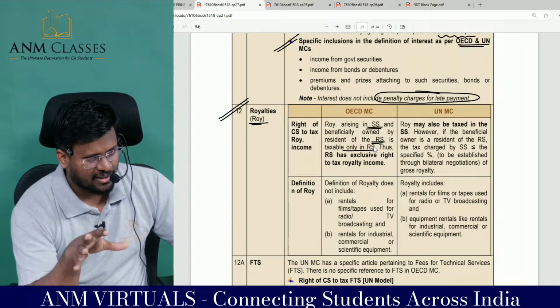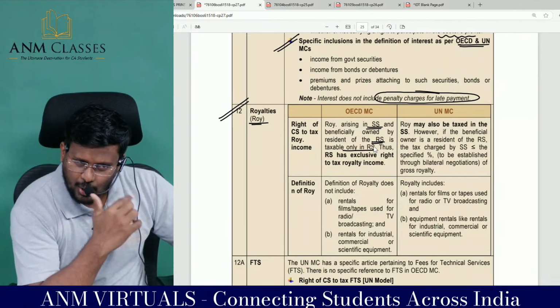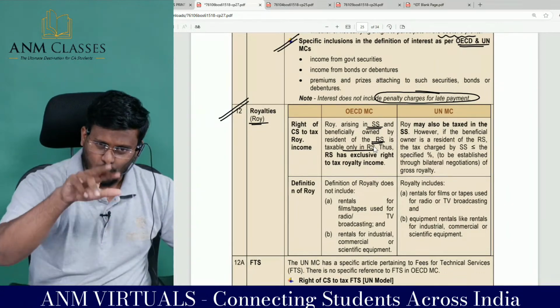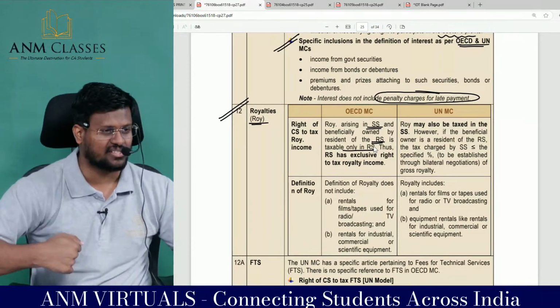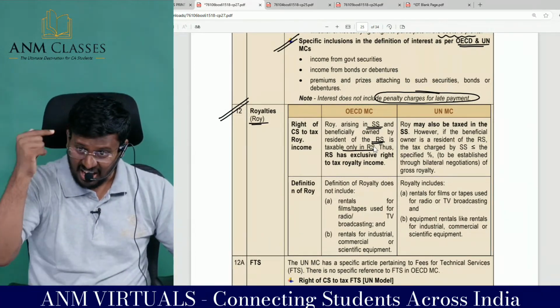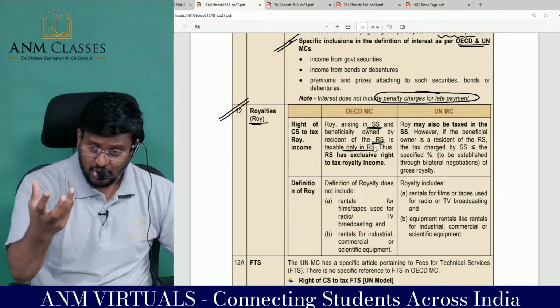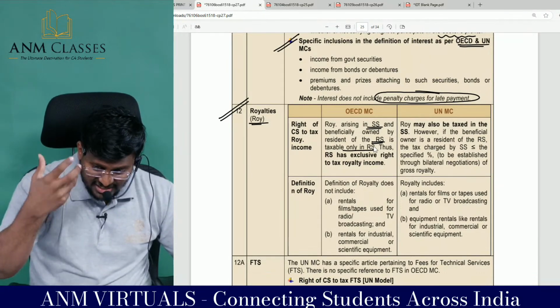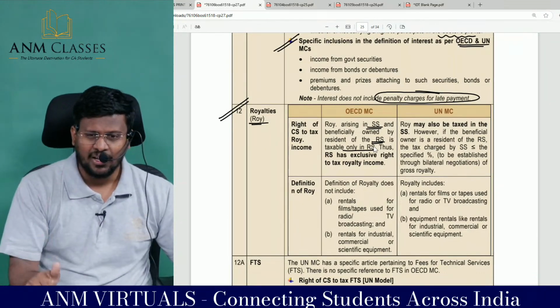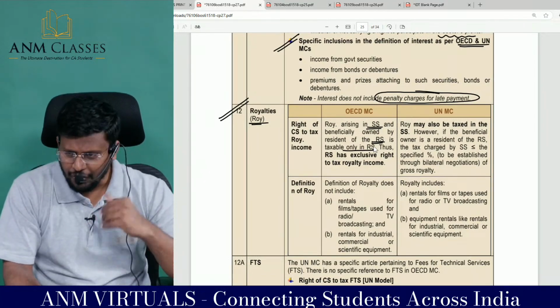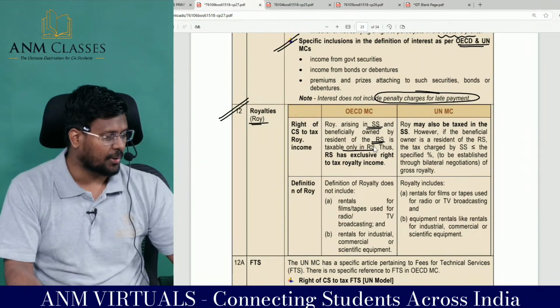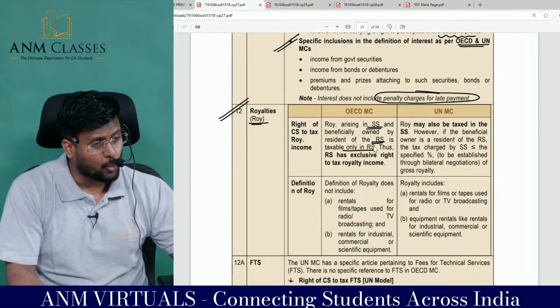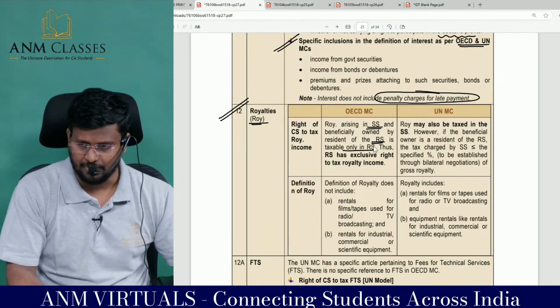OECD is saying that this royalty has accrued or arisen because of the person of our residence. So the brain is our residence. So the tax should come to the residence, because if he is not there, he will not earn anything. If he has not earned anything, royalty will not come. So we are not ready to provide the royalty to the source state.